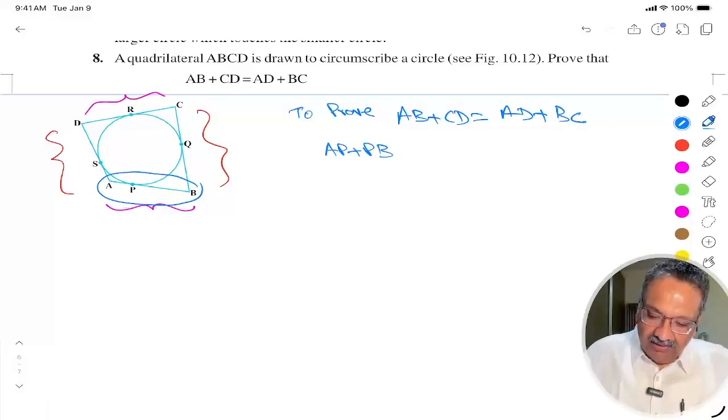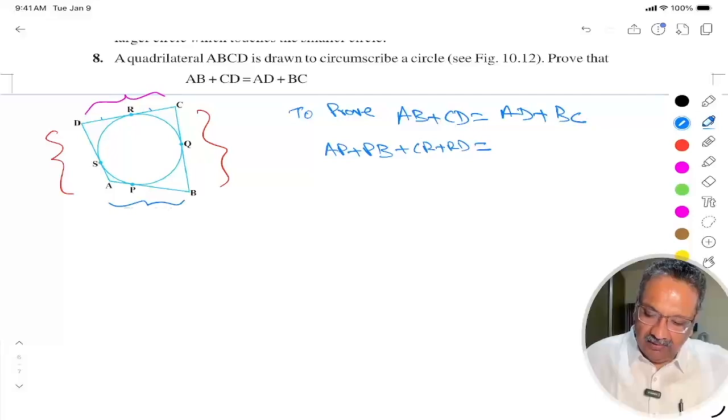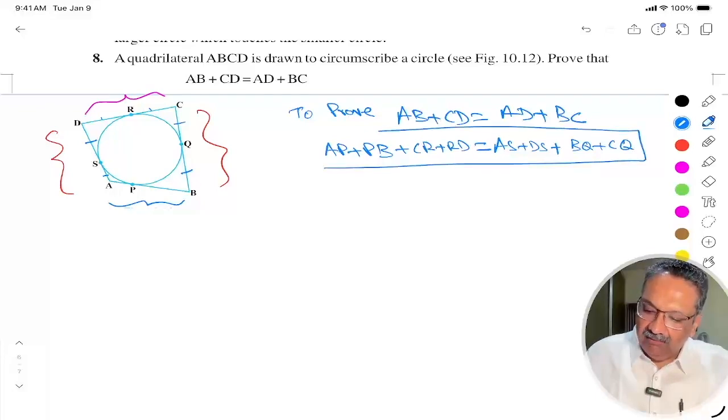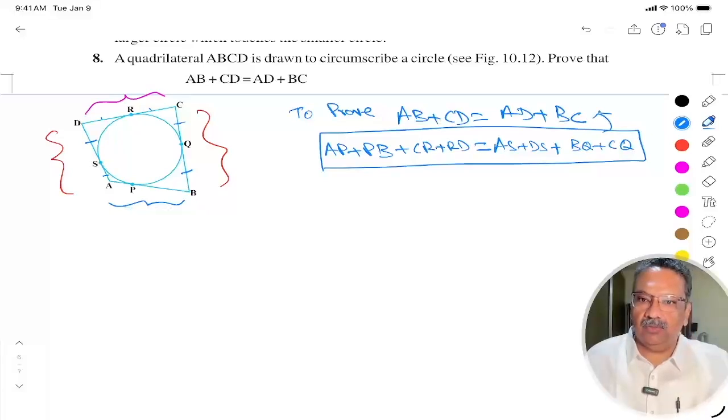And similarly, what is CD? CD is CR plus RD, which is equal to AD. What is AD? AD is nothing but AS plus DS, plus, what is BC? BC is nothing but BQ plus CQ. This is what we have to prove. If we get this, we will get the other solution also.